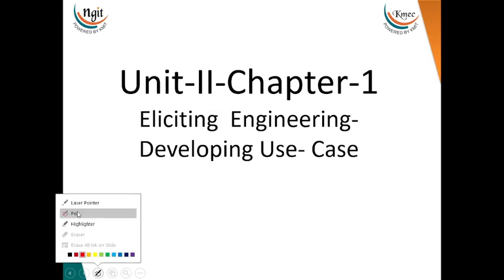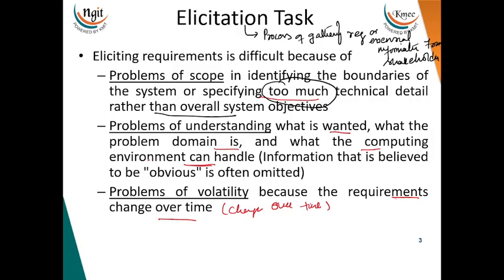Let's see what the elicitation task is. This is the process of gathering requirements. It is a process of gathering information, and the most important information comes from stakeholders. Why is it very difficult? Because there is a problem of scope. We identify the boundaries of the system or specify too much technical data rather than explaining the objective. We are just explaining the details.